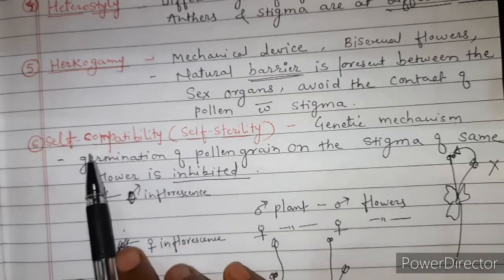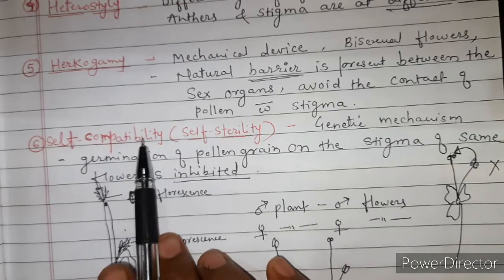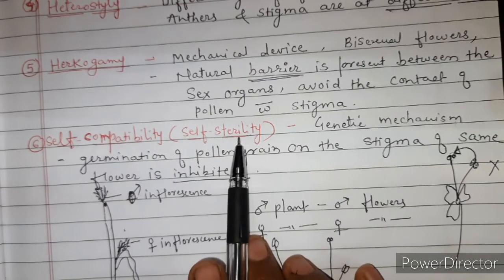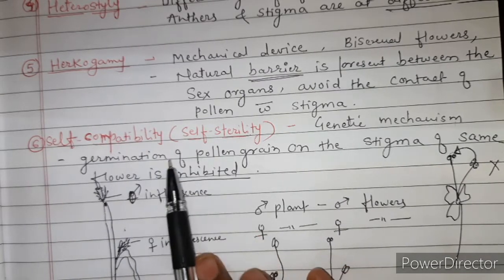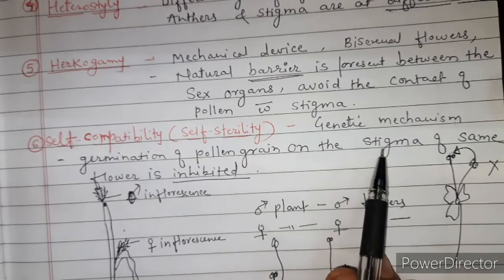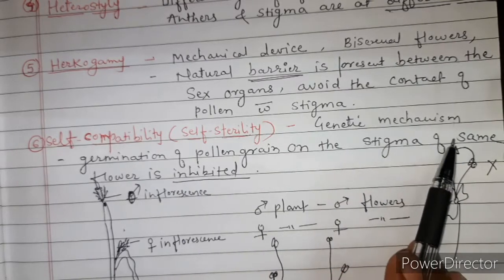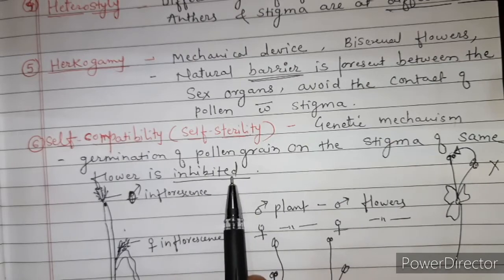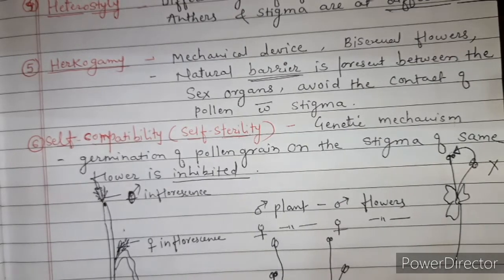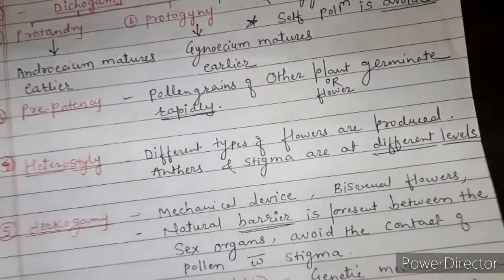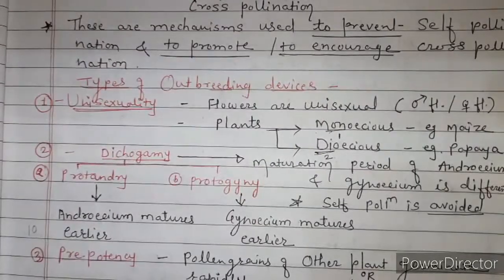So here in self incompatibility or self sterility, the germination of the pollen grain on the stigma of the flower is inhibited, it is avoided. This is about the outbreeding devices. Okay, students.